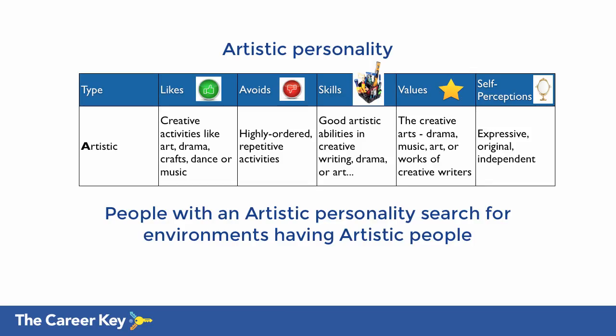For example, artistic persons search for environments having other artistic persons. This environment might be a social group, career, or college major. They look for people like themselves, people who like creative activities and avoid highly ordered, repetitive ones. They want to be with people who value the creative arts, who see themselves as expressive, original, and independent.